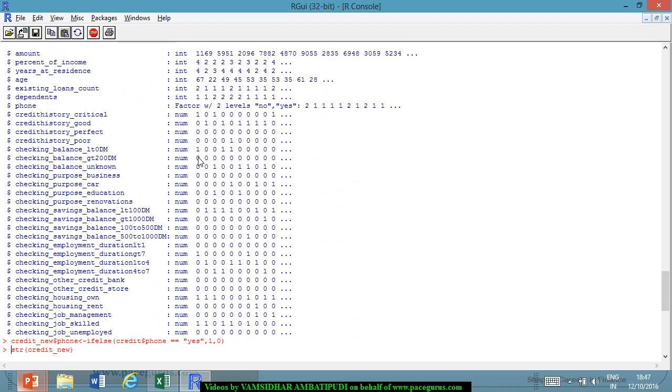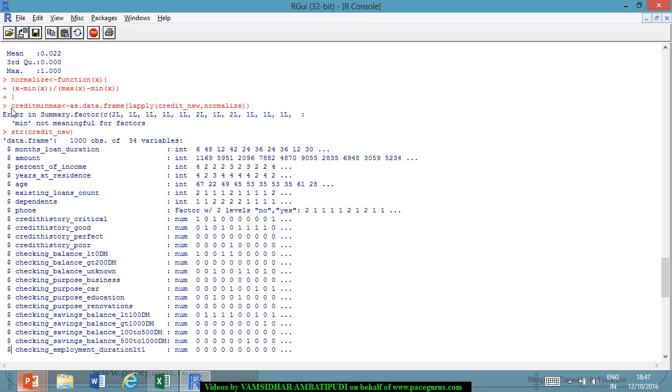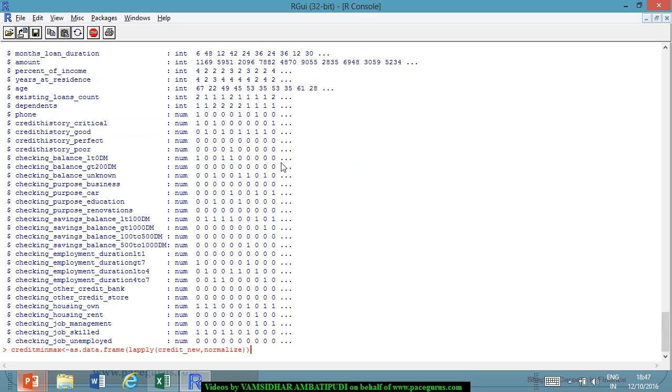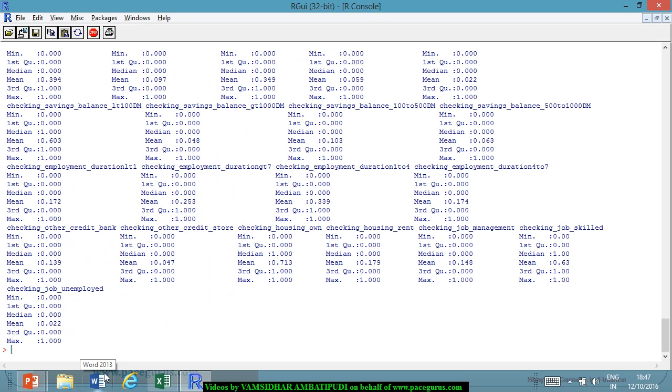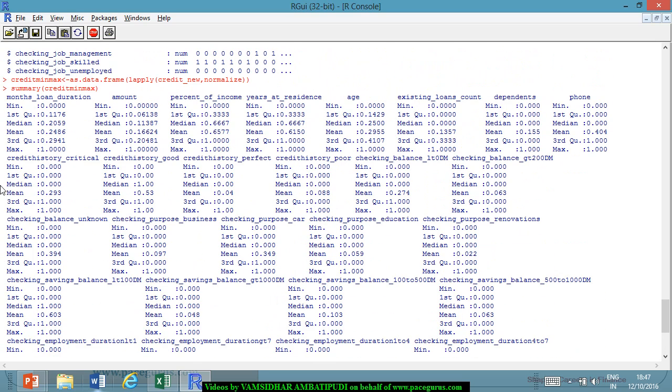So because of this, I should see that my credit min-max normalization process should work quite comfortably. Yes. Now the credit min-max normalization is applied to the data. If you look at the summary of this credit min-max, you see that for all these variables, the minimum value is 0 and the maximum is 1 across the board.